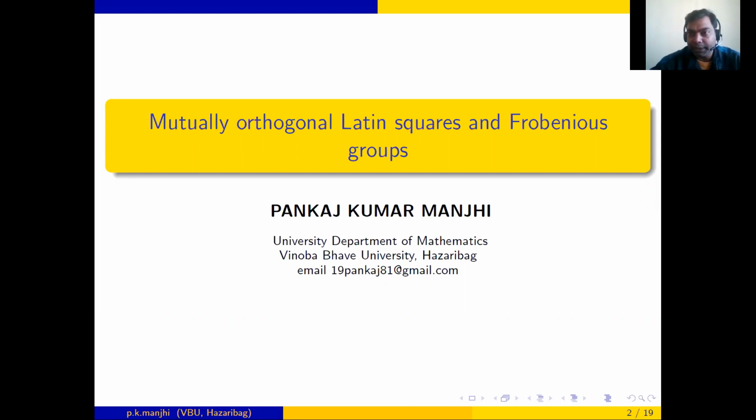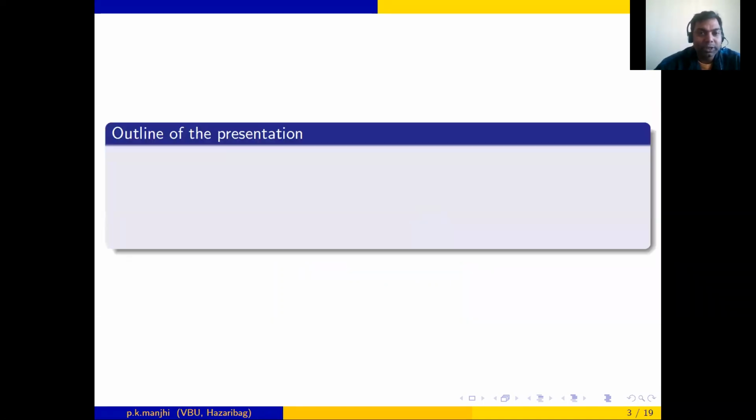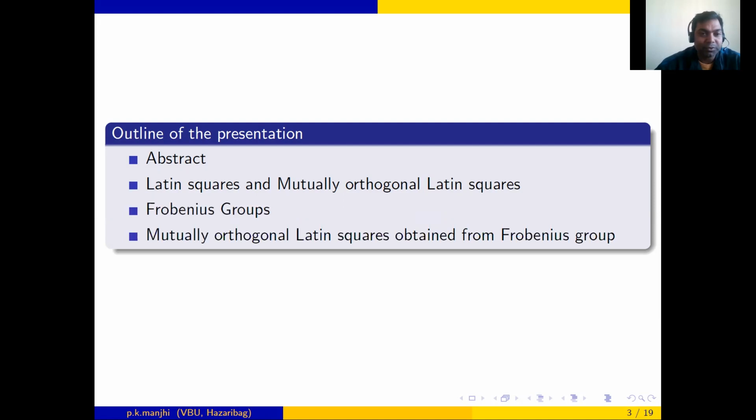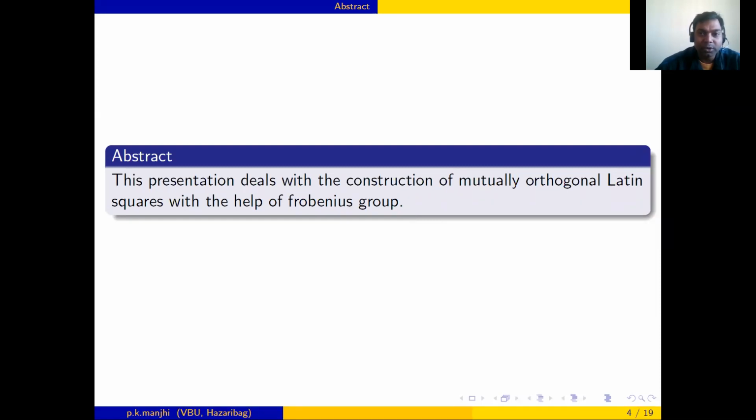Okay, good morning in India, and in your country, I think it is afternoon. So this is my topic: mutually orthogonal Latin squares (MOLS) from Frobenius groups. The outline of my presentation is: abstract, then definitions of Latin square, mutually orthogonal Latin squares, Frobenius group, and after that the method of how we construct MOLS from Frobenius groups. Ultimately, in this presentation, we will see a method of construction of MOLS with the help of suitable, or actually every, Frobenius group.